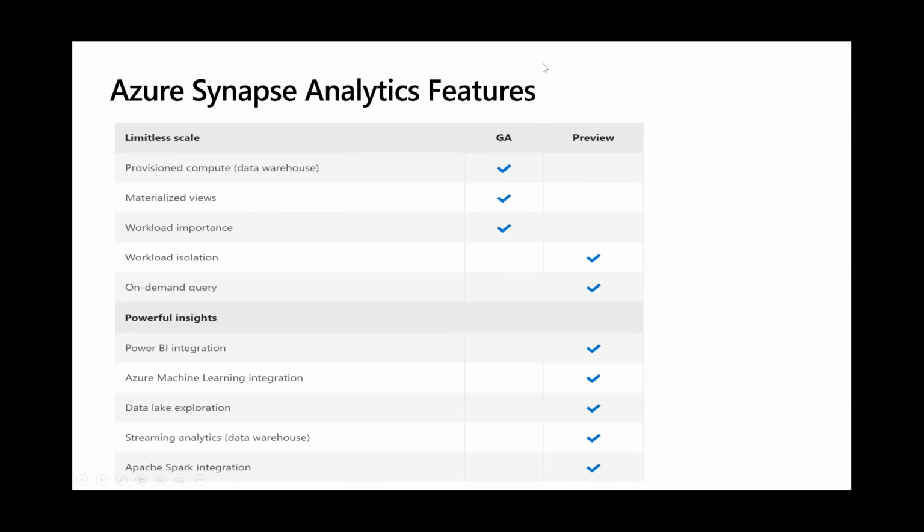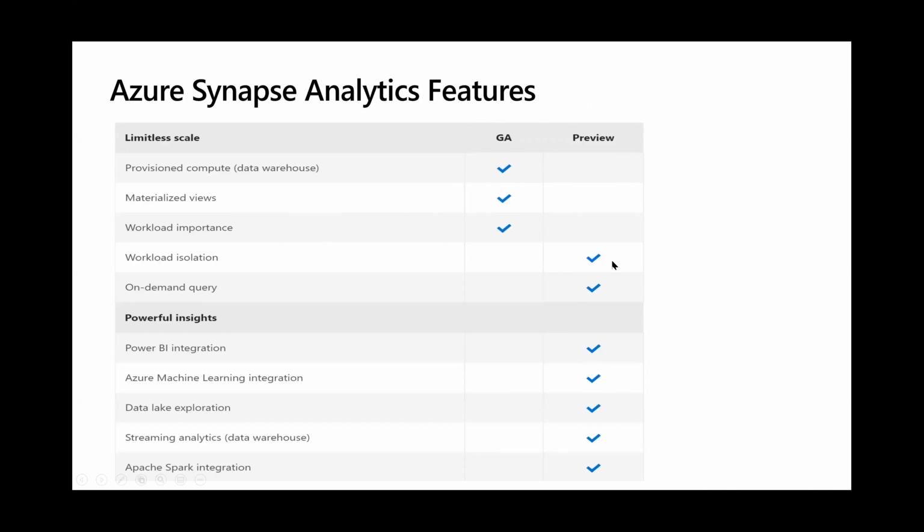This is a list of features which are in GA. You have materialized views, and workload importance has been GA'd. So basically, if you are a CIO or someone high up and you submit a query while an ETL query is running, your query, or any other important dashboards, will run ahead of time. So this is what was introduced.